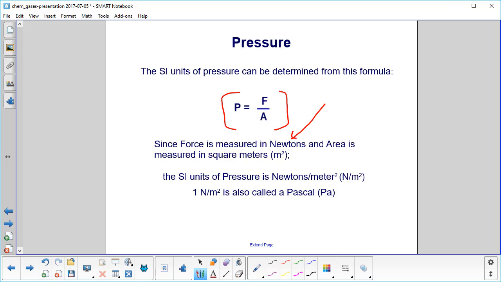Force is measured in newtons, named after Sir Isaac Newton. Area is measured in square meters, another way to show that is meters squared. So the unit is newtons per meter squared. But that's a lot to say, so it can also be called a Pascal, named after Blaise Pascal, a French physicist, a Catholic theologian, a mathematician, a writer who lived in the 1600s. Kind of did everything. So you can either say newtons per meter squared or just call it a Pascal.